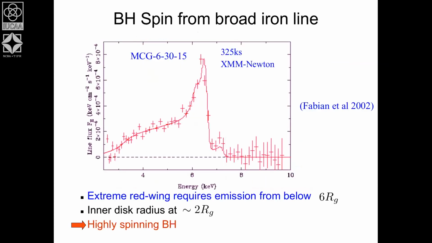And that is what is happening here. And there are a lot of additional studies going on at the moment to probe the innermost regions. So thank you.